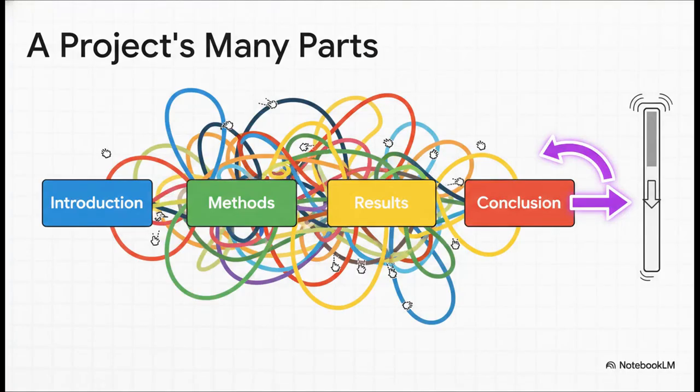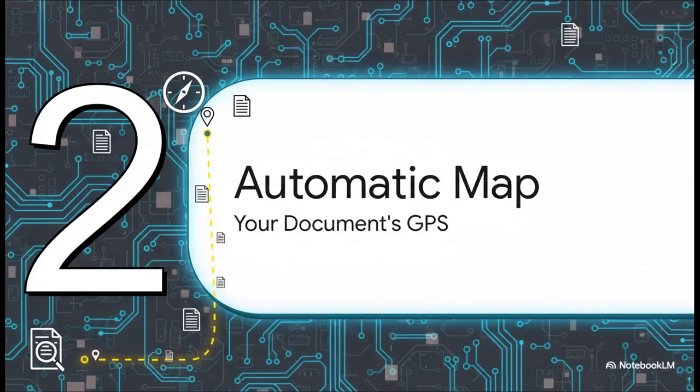Because it's not just one long block of text. You've got your introduction, your methods, your results, your conclusion, all these different pieces. And as that document gets bigger, trying to jump from, say, your conclusion way at the end back to your methods near the beginning, it turns into this frantic scroll fest. It's so frustrating and a total waste of time. But what if your document could have its own little built-in GPS? A map that could take you or your teacher or whoever's reading it to the exact spot they need to be instantly.